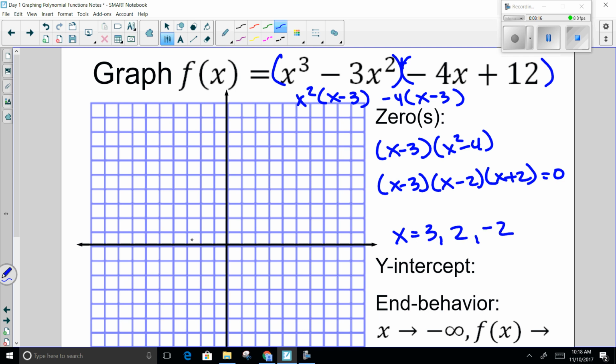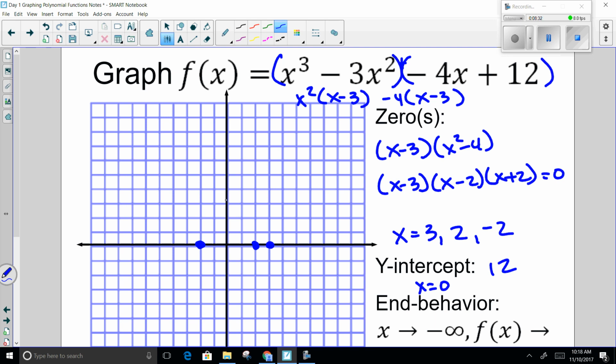So what I'm going to do is come over here and put those on the graph. Positive 3, positive 2, negative 2. Now I'm going to find the y-intercept. The y-intercept is when x equals 0. Plug 0 in, and you're going to get your constant term, which is 12.